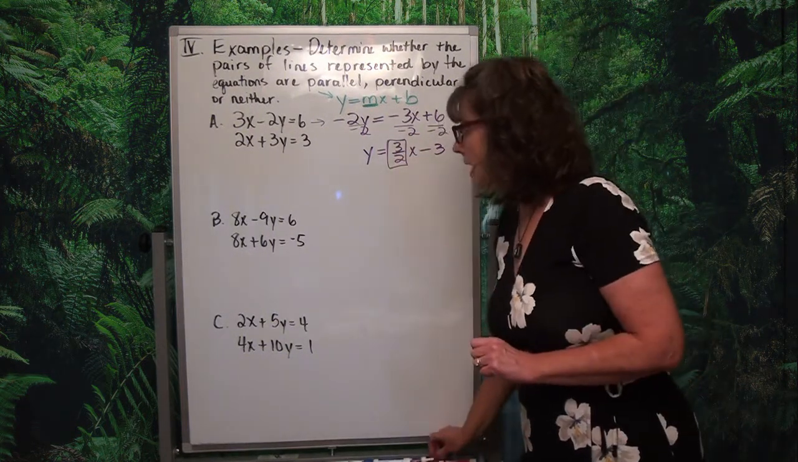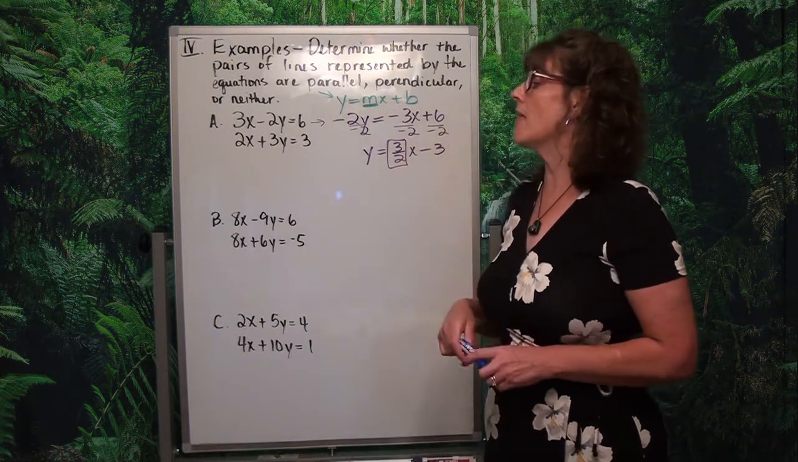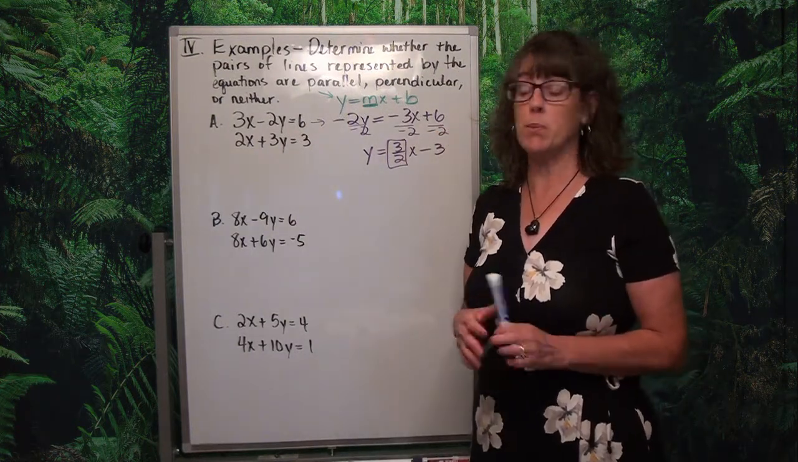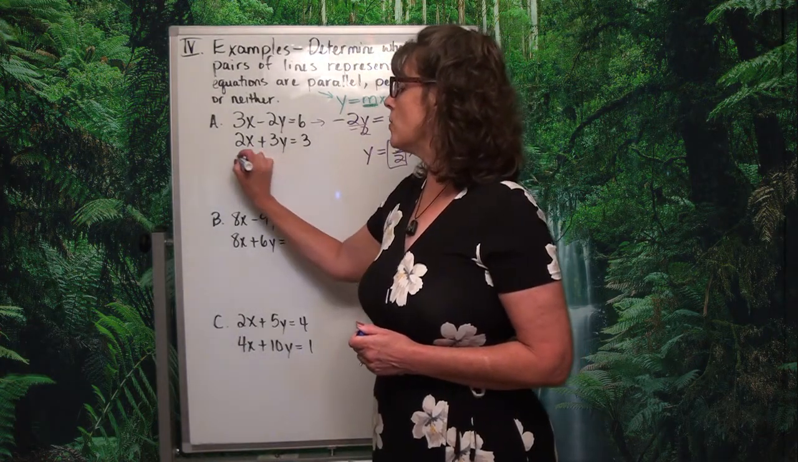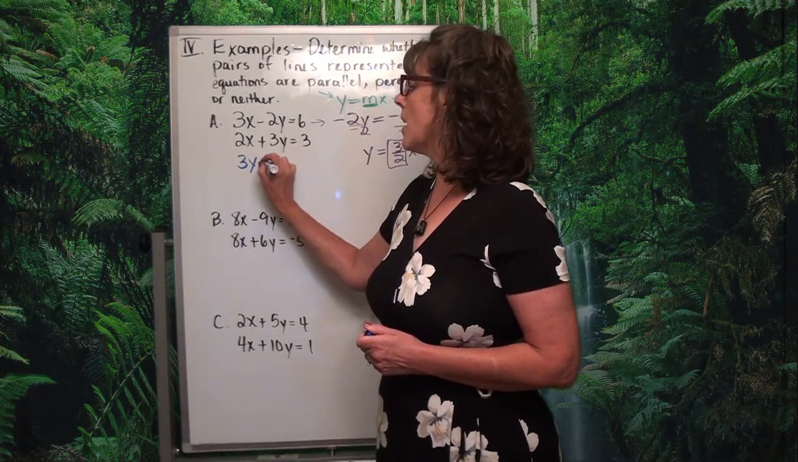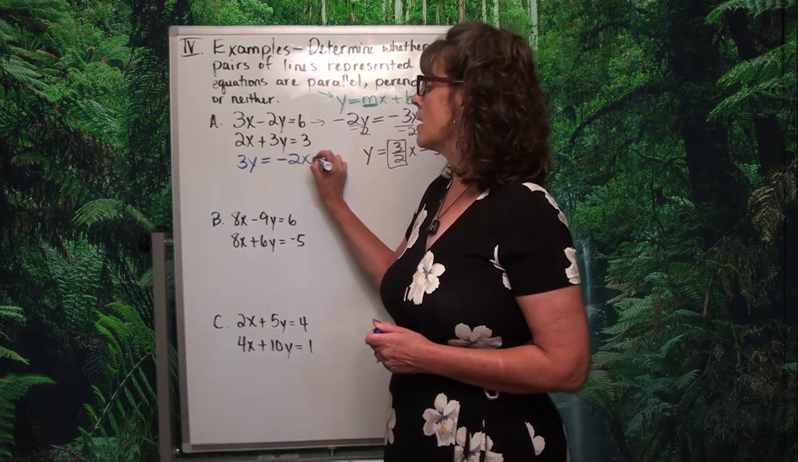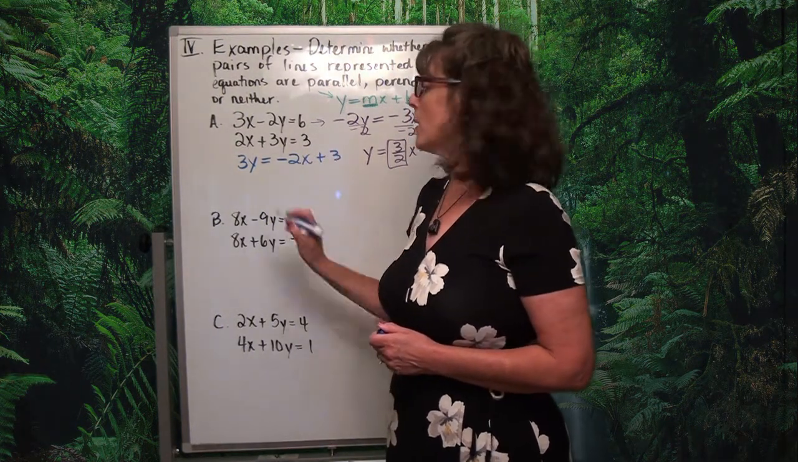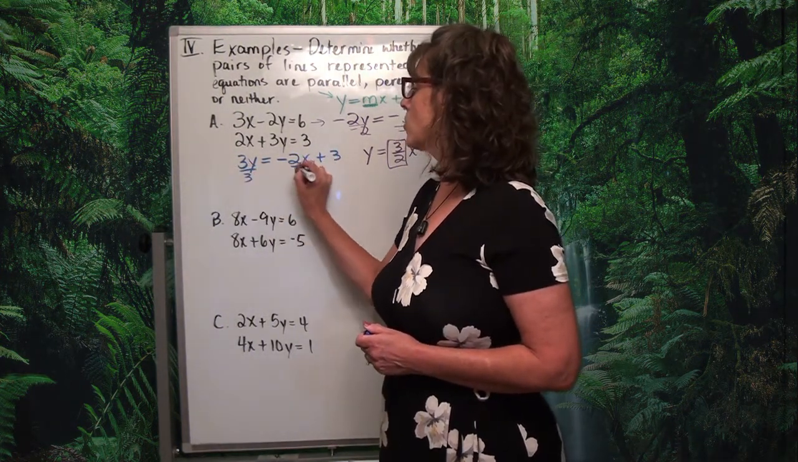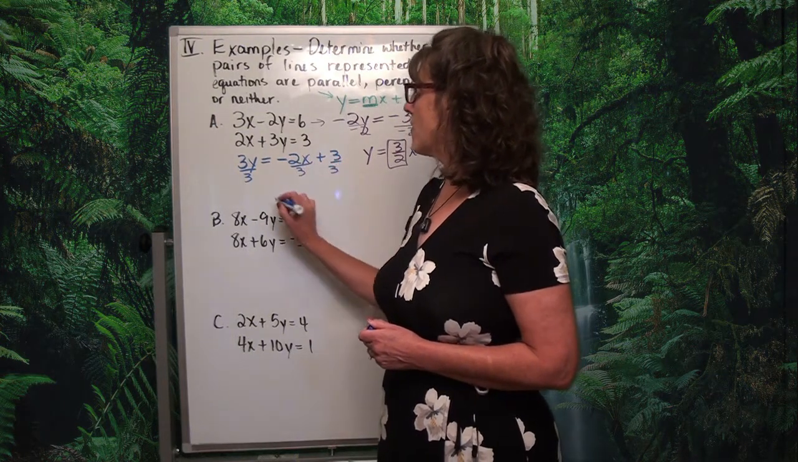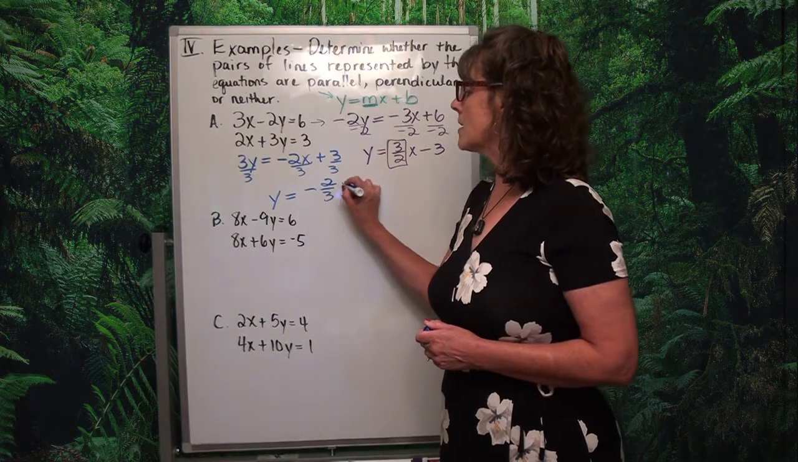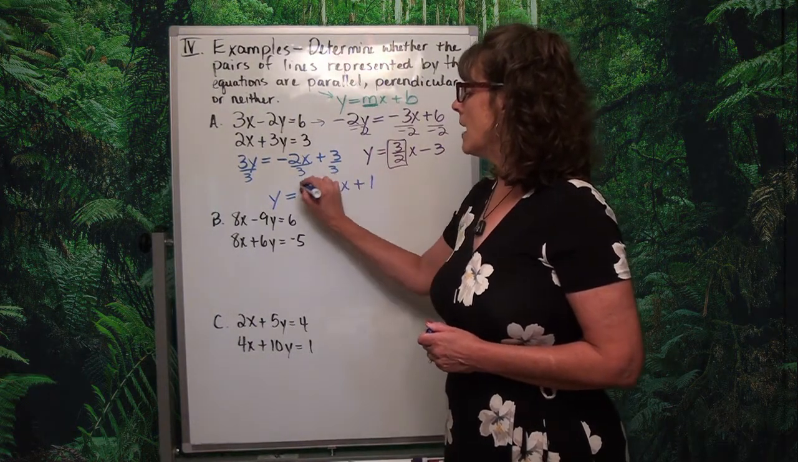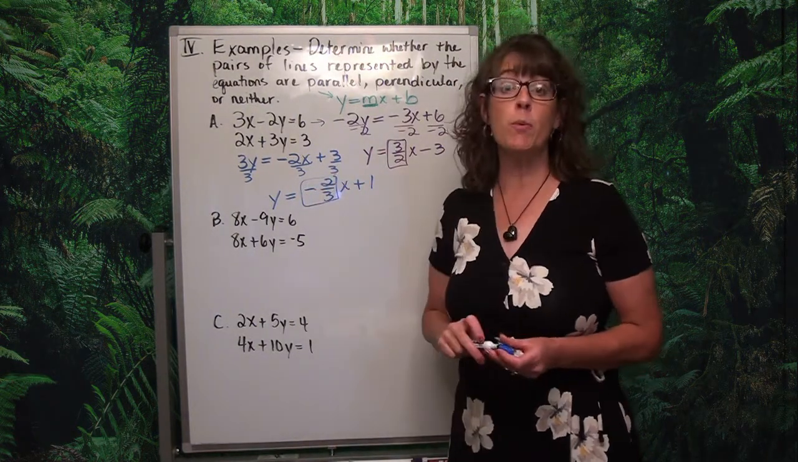Now I need to do the same thing with this second one, and then I'll be able to determine whether they're parallel, perpendicular, or neither. So to get this y by itself, I'm going to subtract the 2x. That will leave me with 3y = −2x + 3. And now I'm going to divide every single term by 3. And that will give me y = −2/3 x + 1. And here's what I'm concerned about, the slope of that line.